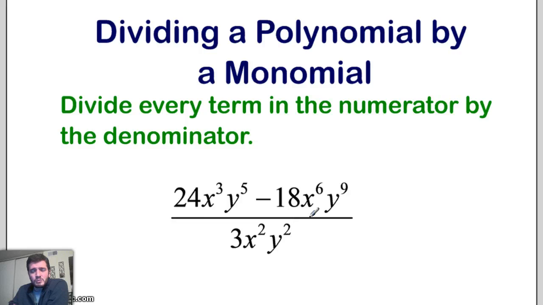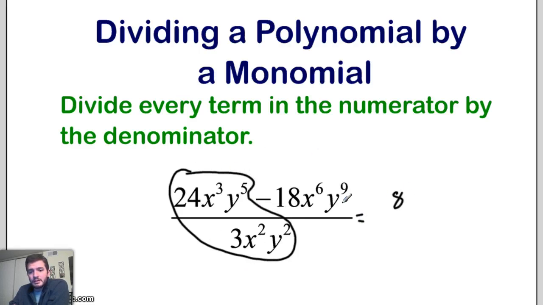If you see something like this, you can just divide each term by the bottom. In this case, if we look at the first group, 24 divided by 3 is 8, and then x cubed divided by x squared is just x, and then y to the 5th divided by y squared is y cubed. That's just the first one. Let's do the next one in green.